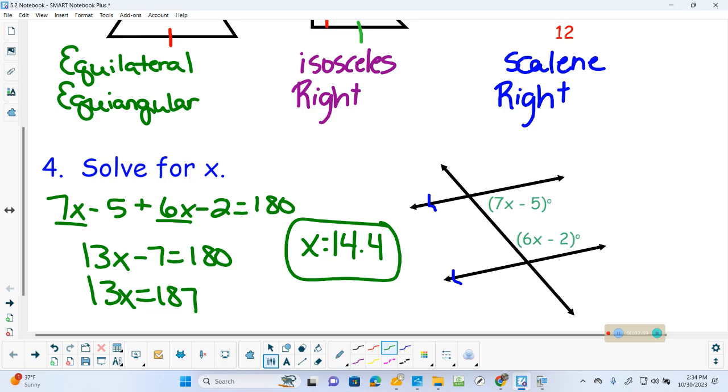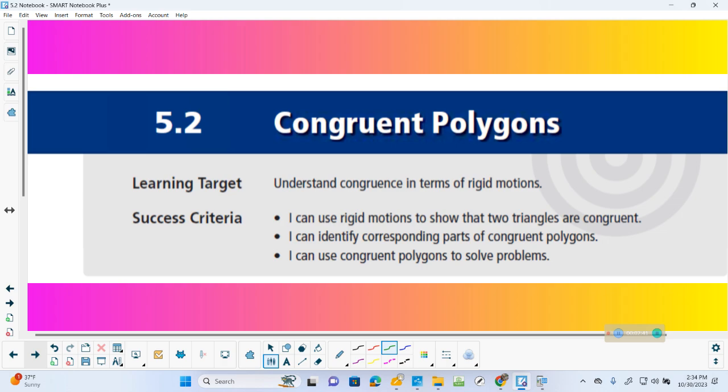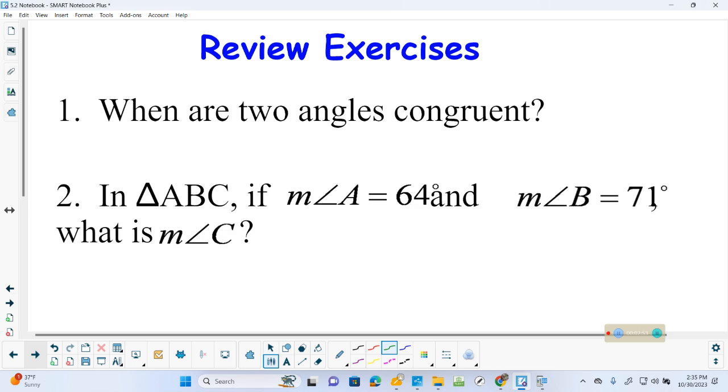Okay, all the vocab, the gift that keeps on giving. Love this stuff. So today we're going to talk about congruent polygons. Now, the focus of this chapter is eventually we're going to prove, there's that word, triangles are congruent. We are going to do a proof today. We are.